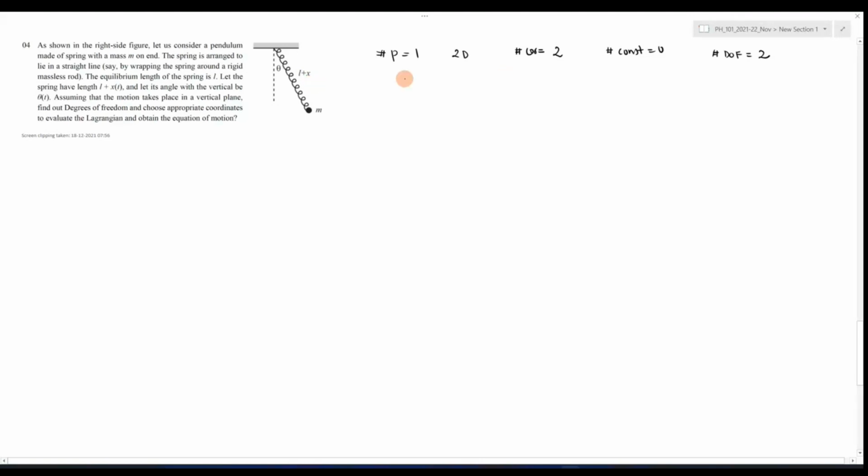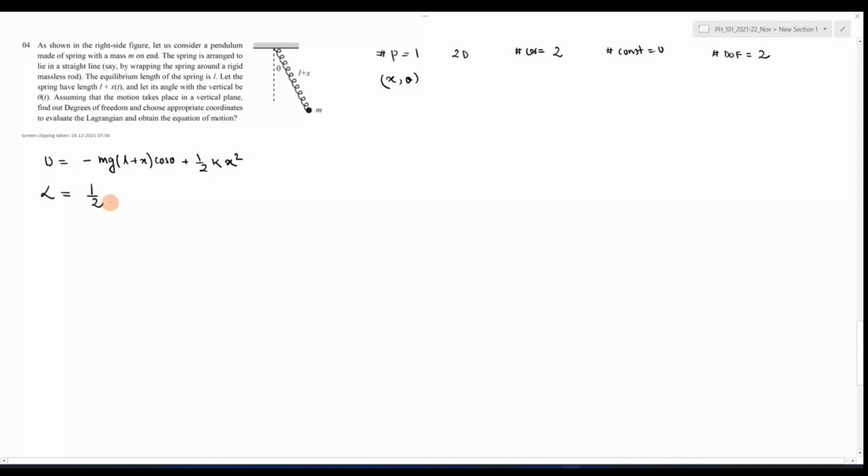Next, what is the generalized coordinate you will be using? Already given theta and x, so we will be using theta and x. Next, you have to write the potential energy. What will be the potential energy? Minus mg (l plus x) cos theta, plus half kx square, that is, k into extension square. Extension is x. Okay, this is fine.